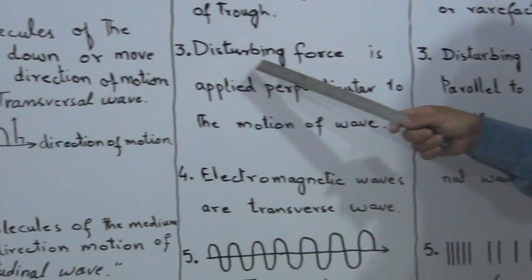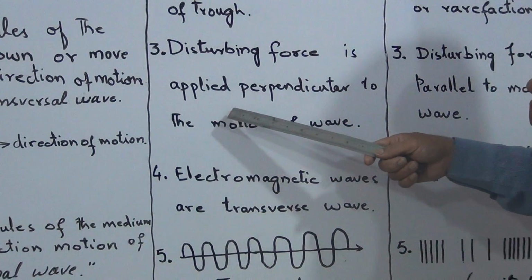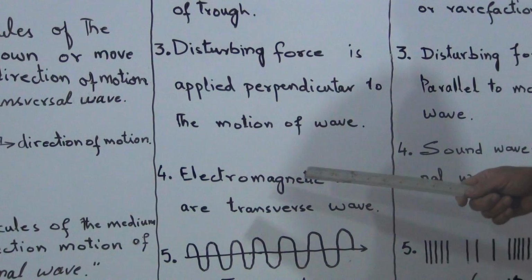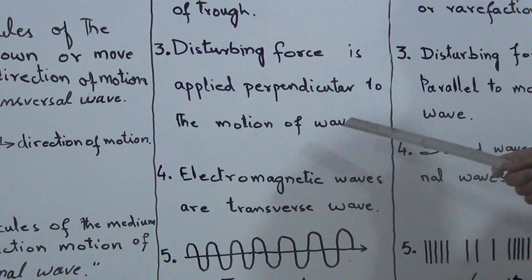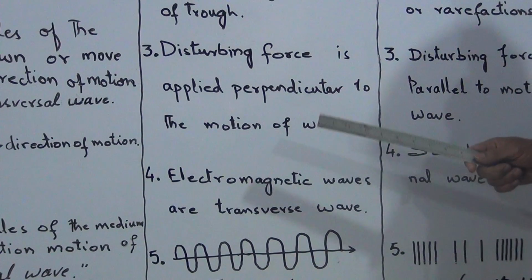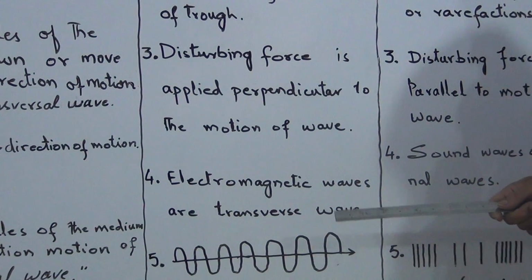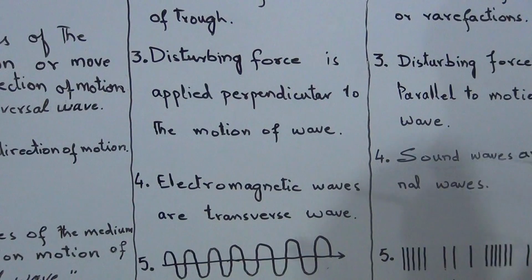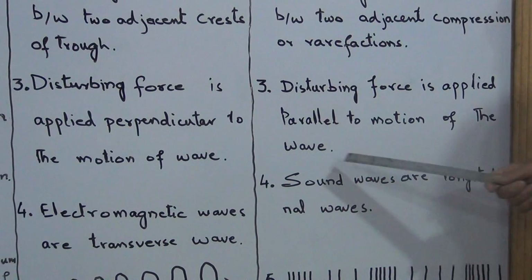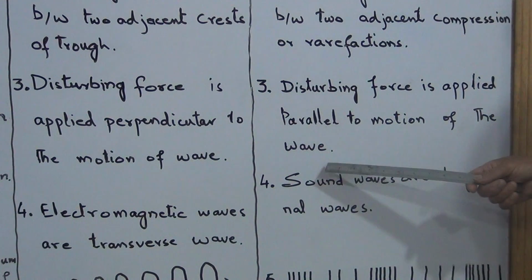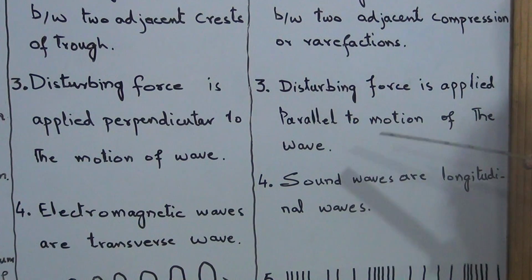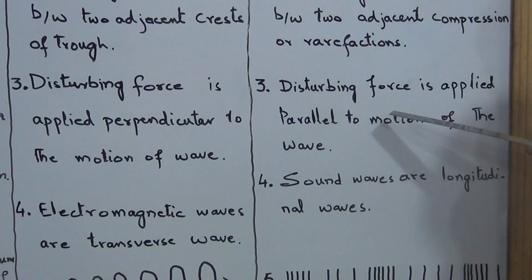Number 3: in a transverse wave, the disturbing force is applied perpendicular to the motion of the wave. Meaning, when we disturb the molecules of the medium, we apply the force perpendicular to that medium, up or down. Likewise, in a longitudinal wave, the disturbing force is applied parallel to the motion of the wave. Meaning, where there is the motion of the wave, we apply the force in the direction of that motion.